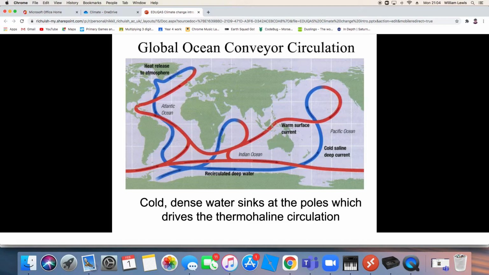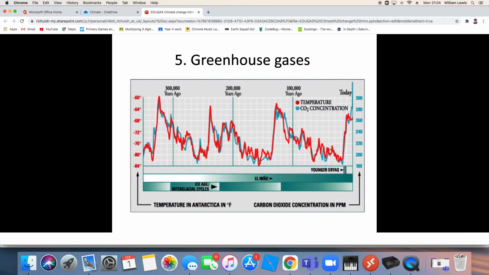And then anything that can't be explained by Milankovitch and the ocean currents is probably an anomaly caused by a volcanic eruption or a meteorite impact. So those four have kind of worked together for history. Right, that's the optional bit finished, okay? According to Milankovitch and everything, we should now be getting colder. That's not happening, and it's not happening because of these things.